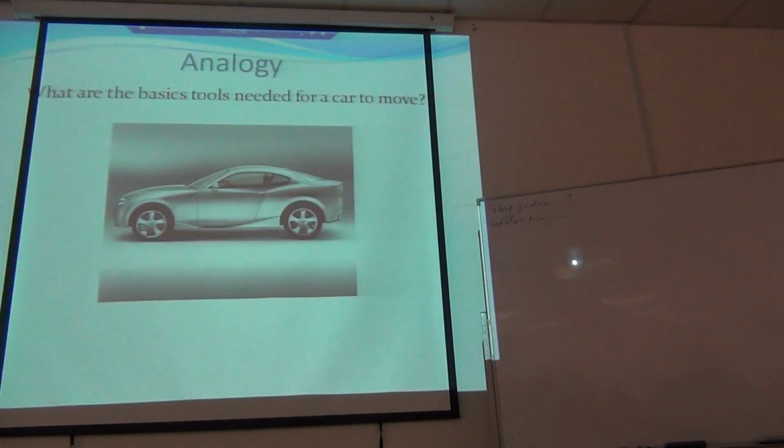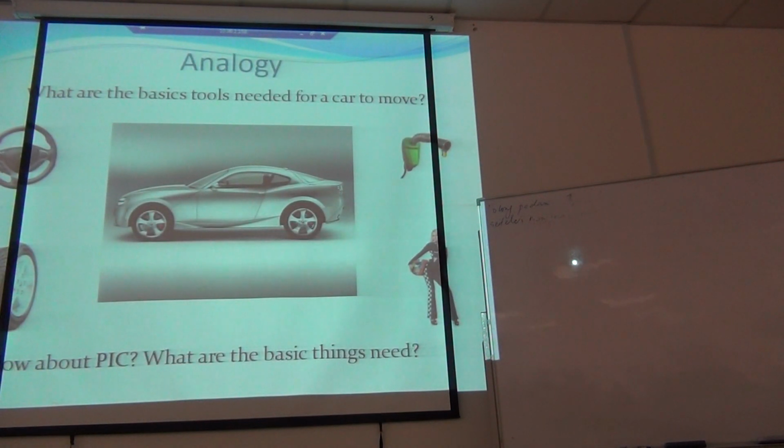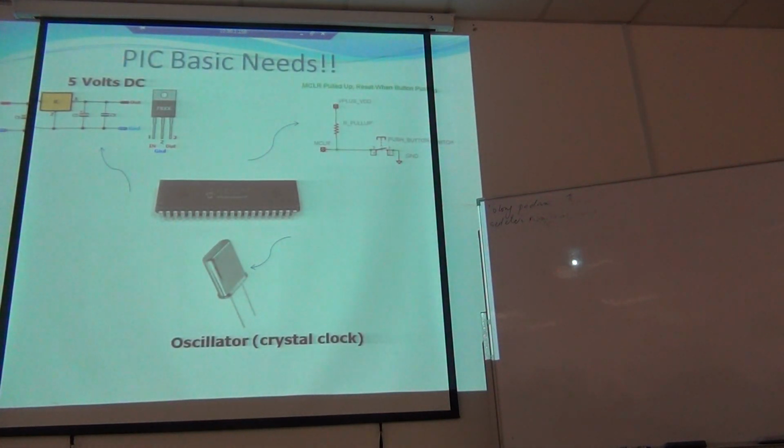Okay, example first. Let's see the car. Car is very simple. You use a car most of the time. You must have a driver, you must have the gas, or you must have the steering to control it, and of course you must have the tires itself so it can work. Same goes for the microcontroller. So what is the basic requirement on the controller?